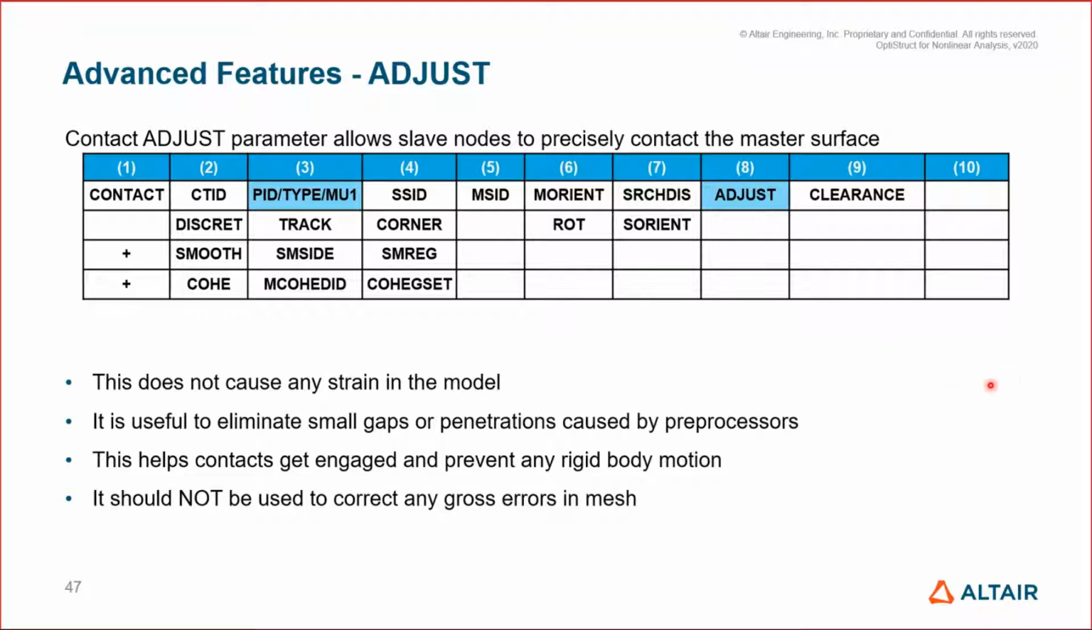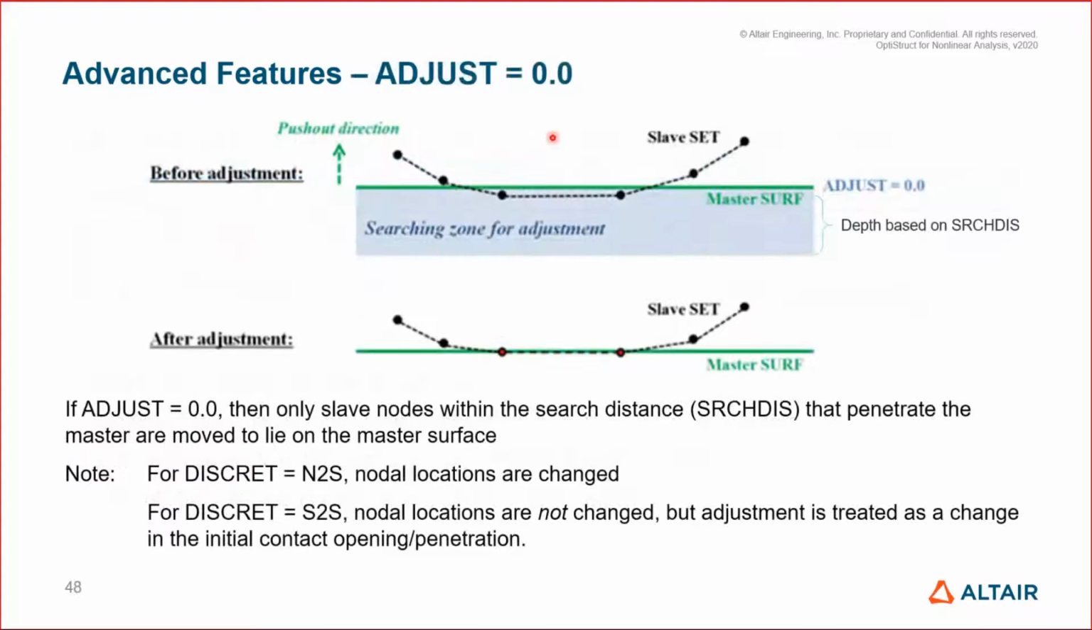Means after you've meshed the parts, there's actually a gap, but you want to move it. You can either manually move the nodes back to touching condition, or you can use adjust to shift those nodes as well. Okay, the good thing about adjust is as we move those nodes, we do not cause any strain to the model. So there is no initial strain generated when you use adjust. Okay. All right. So here is an example of adjust.